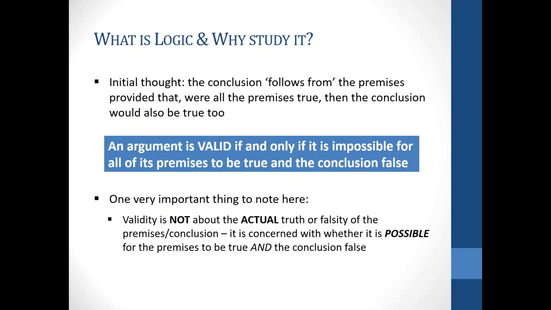So, an argument's valid whenever the premises are true, it guarantees the conclusion's true as well. Now, the important thing to note about validity is that it's not concerned with the actual truth or falsity of the premises and conclusion. It's a question of possibility. Is it possible to make the premises all true and the conclusion false? If it's possible, it's a bad argument, at least bad in the sense of form.